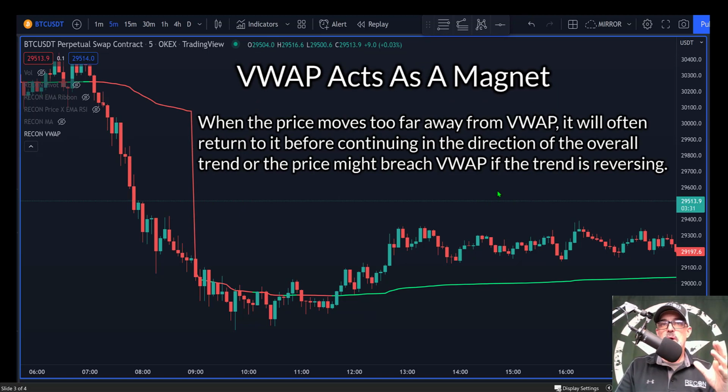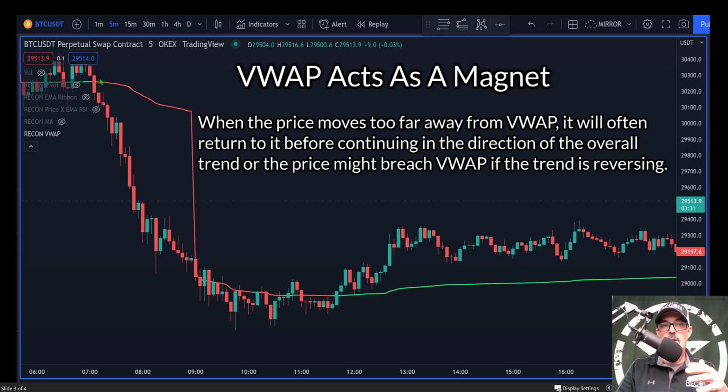Now, as far as using VWAP to identify support and resistance levels, it is amazing how VWAP acts as a magnet. The price just seems to be drawn to it. When the price moves too far away from VWAP, it will often return to it before continuing the direction of the overall trend. It is not uncommon to see pullbacks and then the price pump back up or down, depending on what direction the trend was moving. However, the price might be drawn back to VWAP and then breach it if the trend is actually reversing.